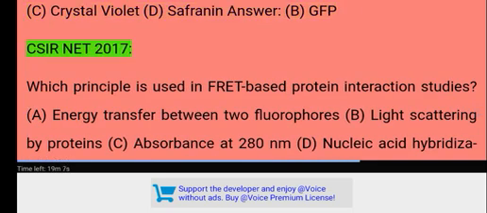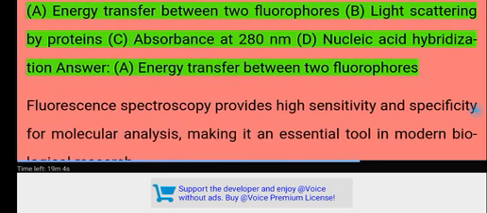GFP. CSIR NET 2017. Which principle is used in FRET-based protein interaction studies? A. Energy transfer between two fluorophores. B. Light scattering by proteins. C. Absorbance at 280 nanometers. D. Nucleic acid hybridization. Answer: A, energy transfer between two fluorophores.